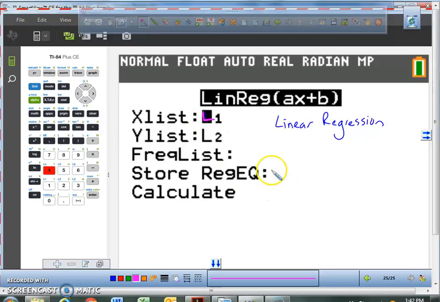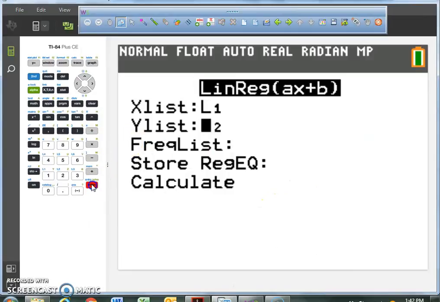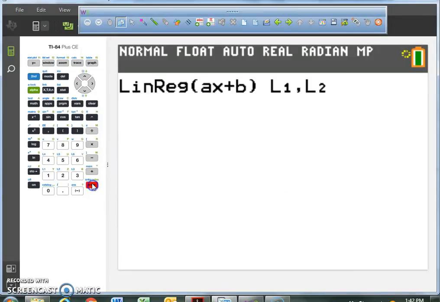L1, L2. You see where it says store, R-E-G-E-Q? That means store regression equation. Now, I'm not going to type anything in there just yet. I just want you to press enter all the way through.